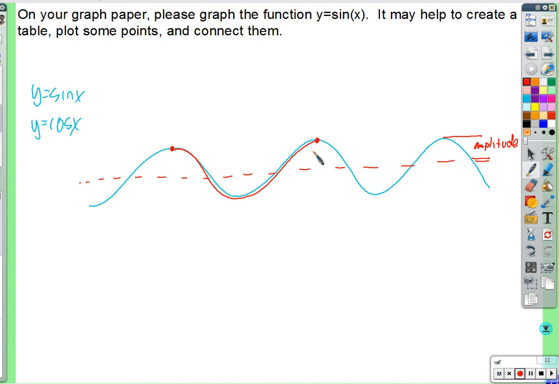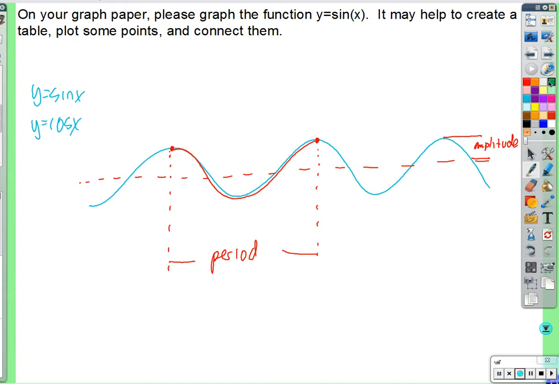So I call this a periodic or cyclical function. It repeats this pattern over and over. It goes up and down, up and down. So this distance from here to here is called the period. In what space does this repeat itself? Does it go through one cycle? And the cycle can start anywhere.